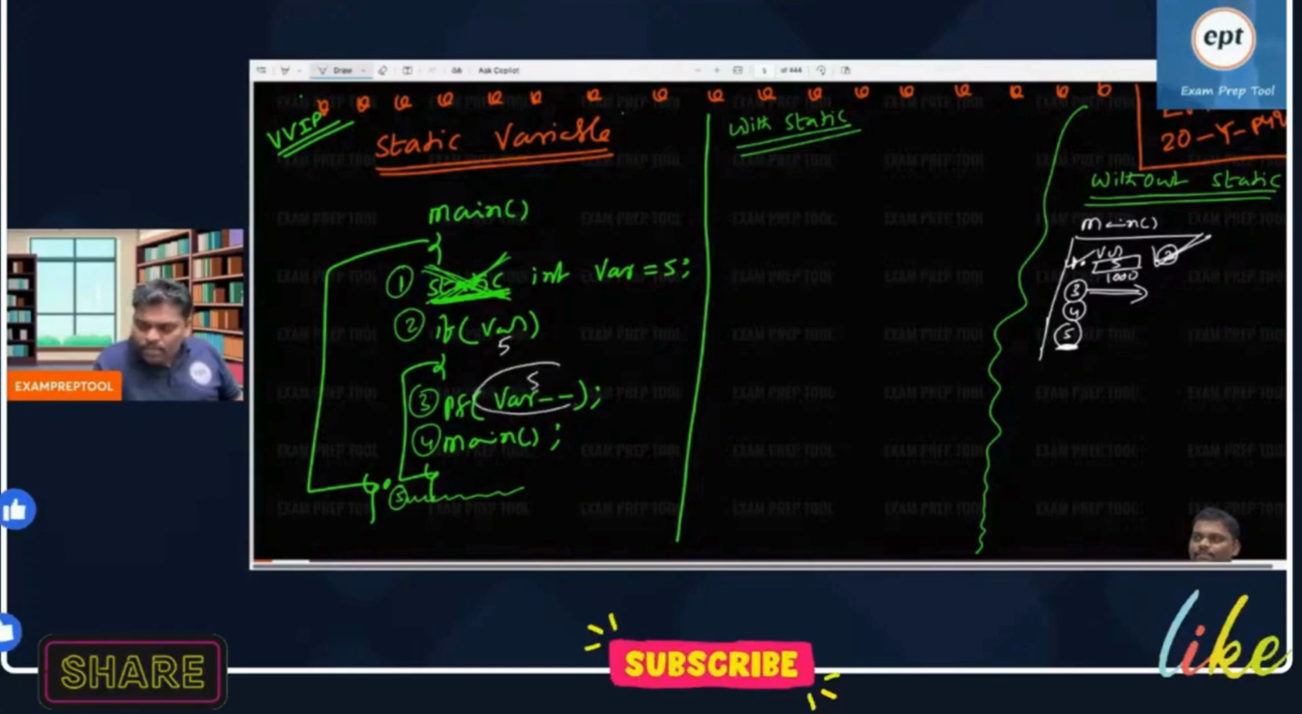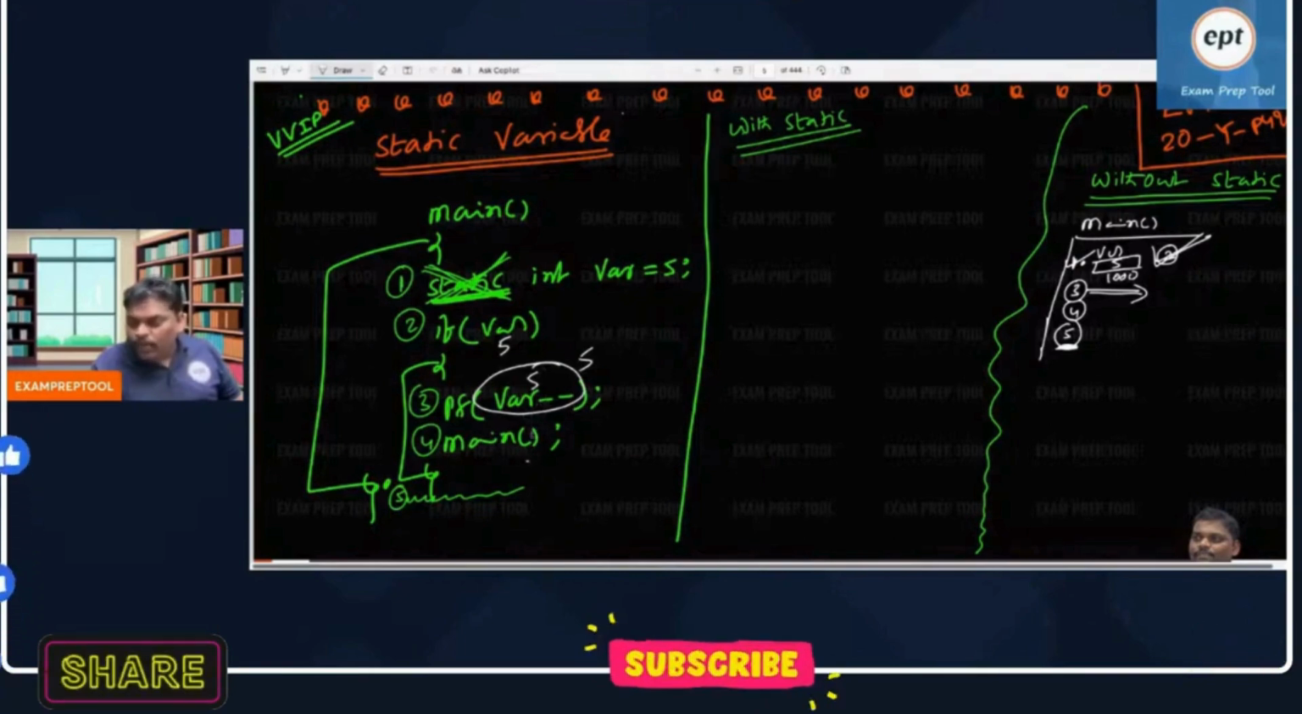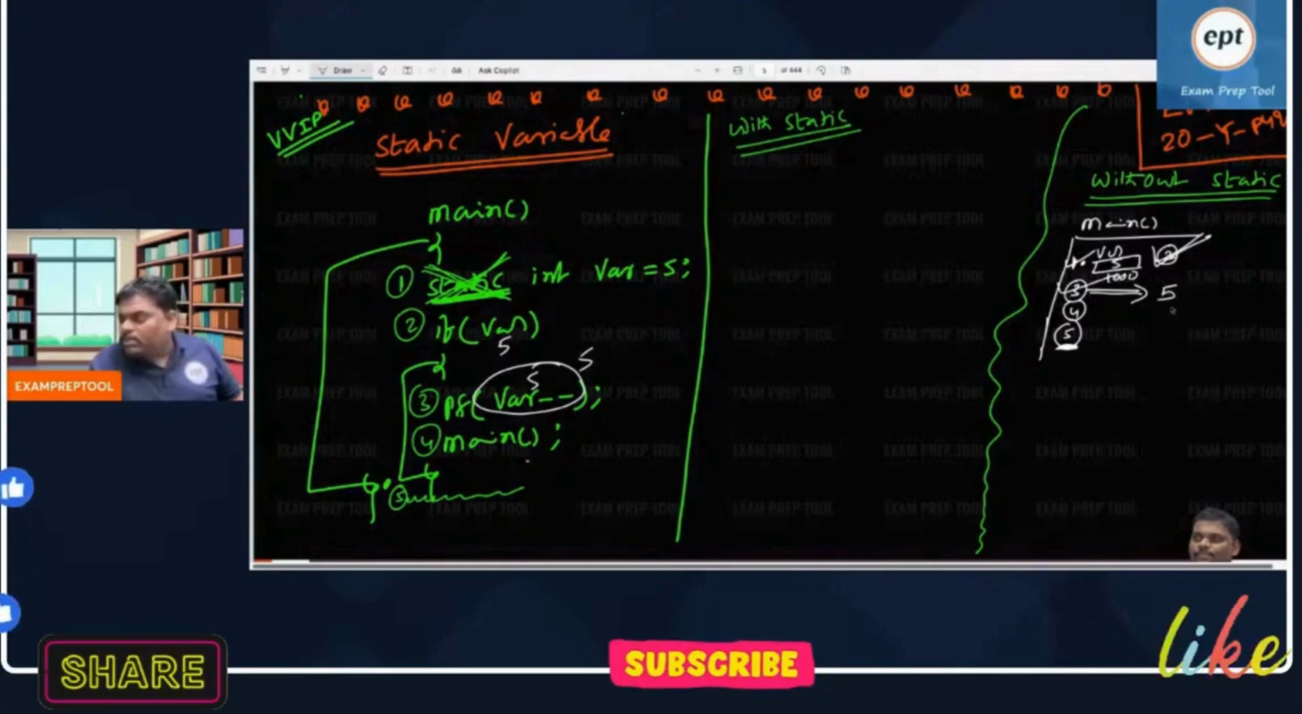5 minus minus means 5 only. It is post decrementation. This will print 5. Immediately it will become 4. What is the meaning of post decrementation? First print, then decrement. It became 4, where minus minus. Because it's post decrementation, first it is 5; wherever it is, there 5 only. But afterwards it will change. First print 5, then decrement.